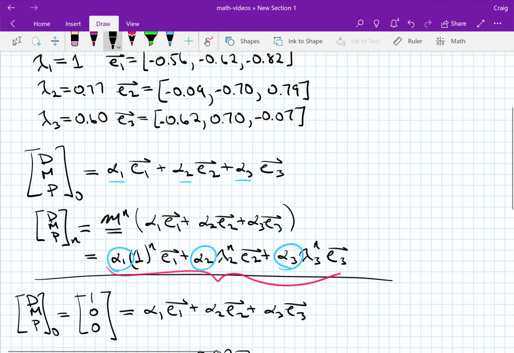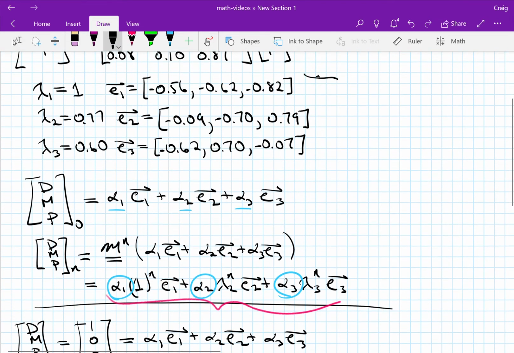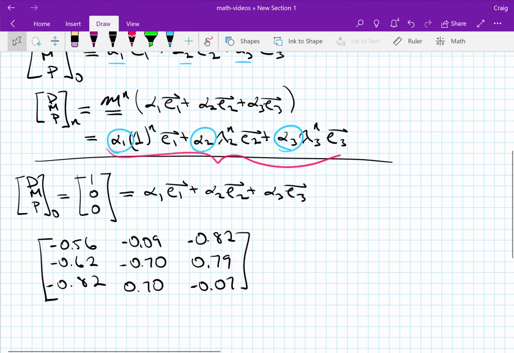And if you look, all I've done is really taken these three guys and treated them as column vectors, and then I am multiplying by alpha 1, alpha 2, alpha 3. Okay, that's my linear combination of the vectors E1, E2, and E3, and those guys are supposed to add up to the initial population 1, 0, 0.